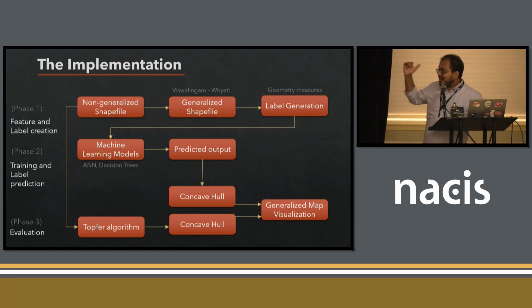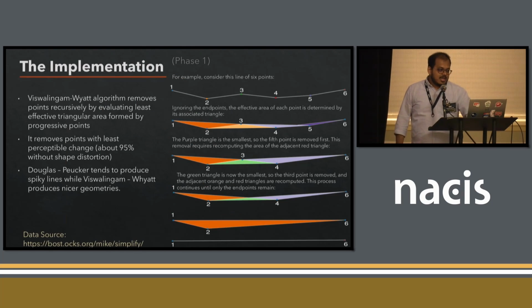This is divided into 3 phases. The first phase would be feature extraction and label creation. The second phase would be training and label prediction. And the third would be the evaluation phase. So this would be done in 3 sets. And I would talk briefly about the implementation.